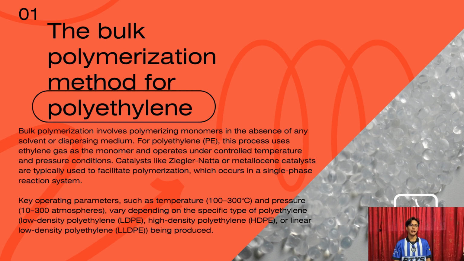Catalysts like Ziegler-Natta or metallocene catalysts are typically used to facilitate polymerization, which occurs in a single-phase reaction system. Key operating parameters such as temperature, 100 to 300 Celsius, and pressure, 10 to 300 atmospheres, vary depending on the specific type of polyethylene. Low density polyethylene, high density polyethylene, or linear low density polyethylene will be produced.